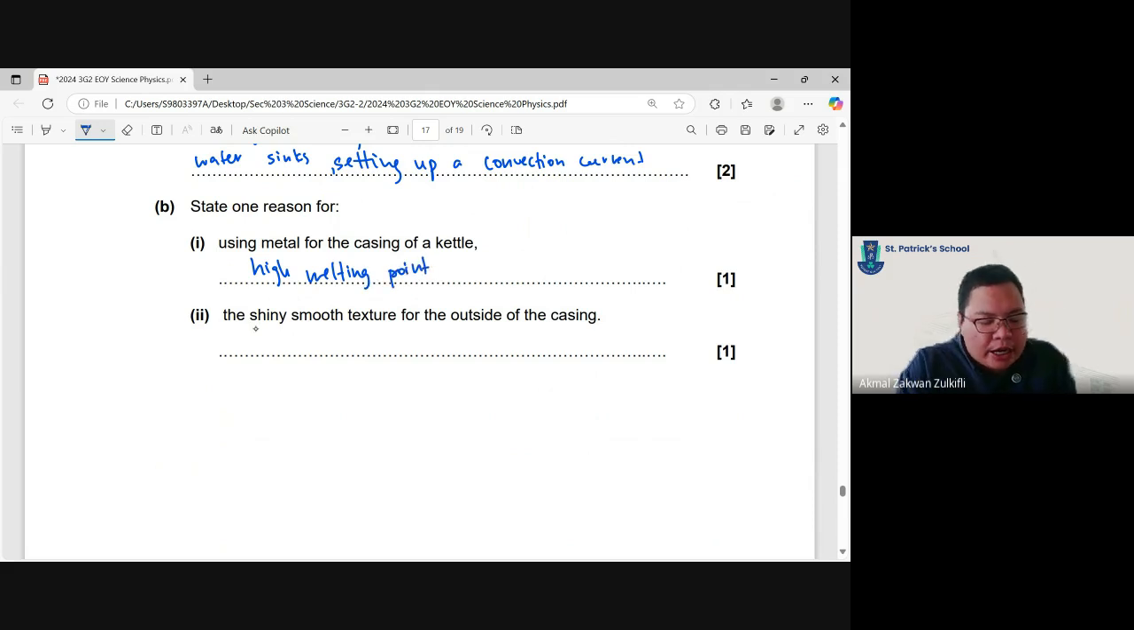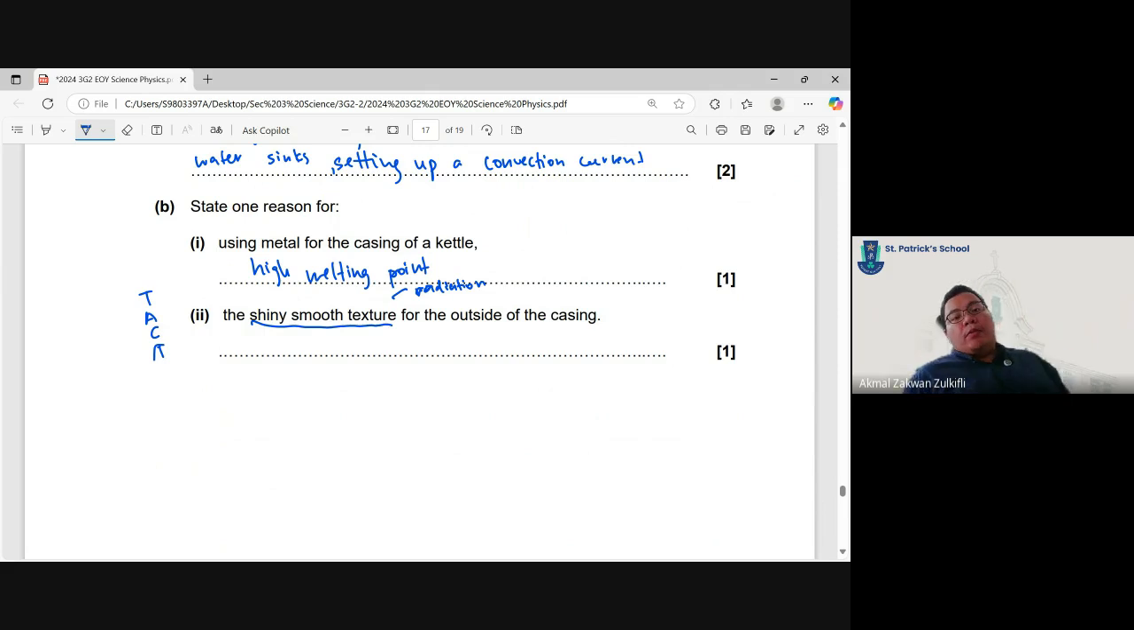But shiny smooth texture. I see shiny smooth, I see the word texture. You remember TACT? Either they talk about temperature, surface area, or color, or texture. We are going to talk about radiation. So why the need for a shiny smooth texture for the outer casing?